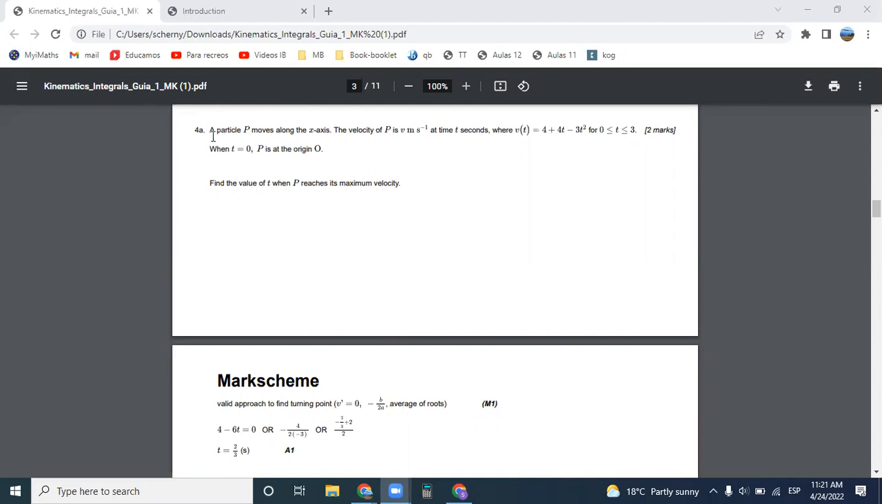So exercise 4 says, a particle P moves along the x-axis. The velocity of P is v meters per second at time t seconds, where v of t is 4 plus 4t minus 3t squared for t between 0 and 3. When t is 0, P is at the origin, this is a given, okay? So they are saying that if we have the x-axis and the particle starts here, then the definition of the origin is here, okay? So this here is the point O, the origin. So find the value of t when P reaches its maximum velocity.